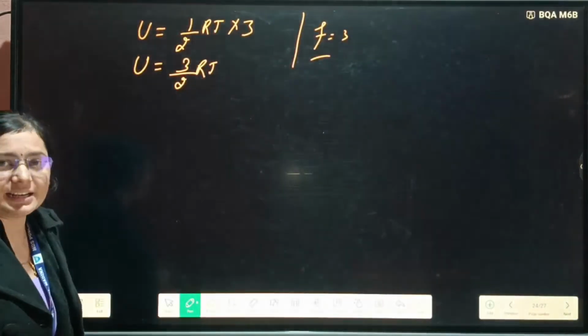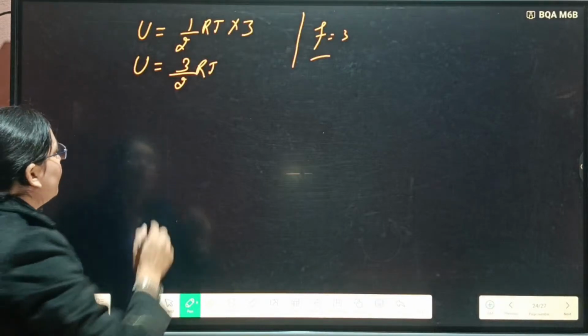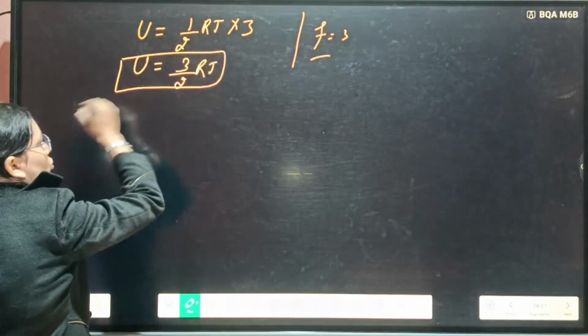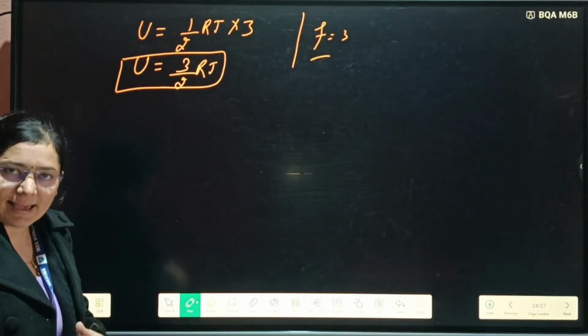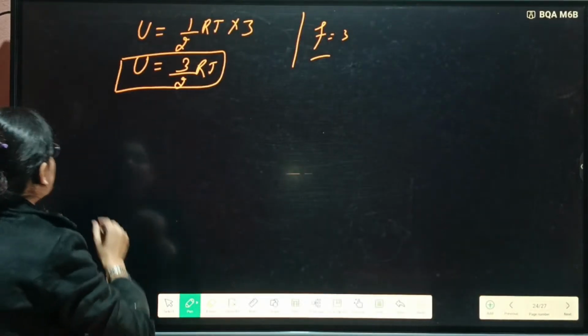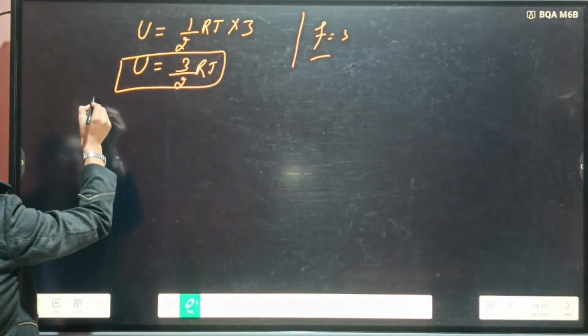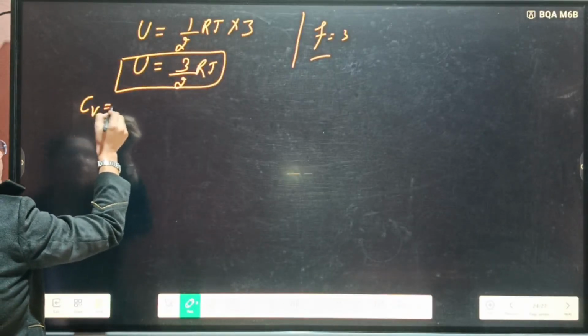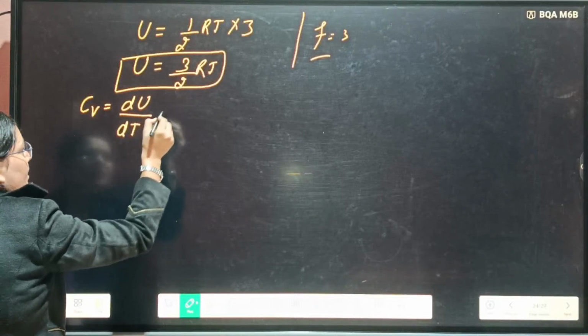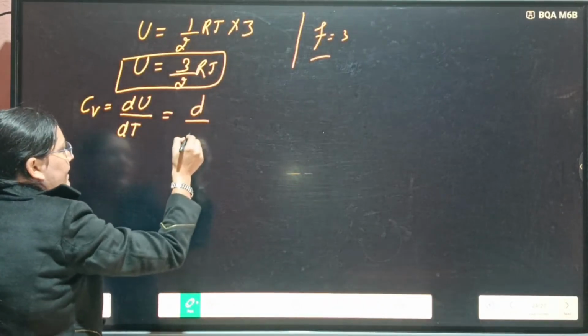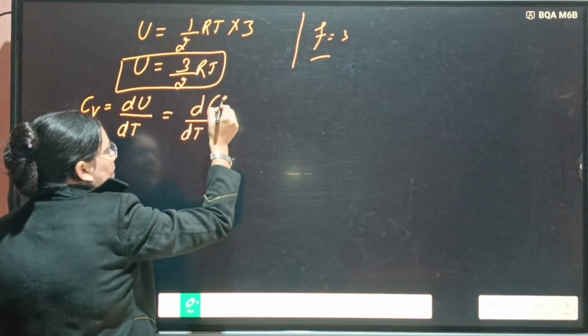After this we will find it for the monoatomic, and for the diatomic also. Then how can we find the specific heat? As we know, Cv equals the change in internal energy with respect to temperature. Using this, we can write d by dT of 3/2 RT.